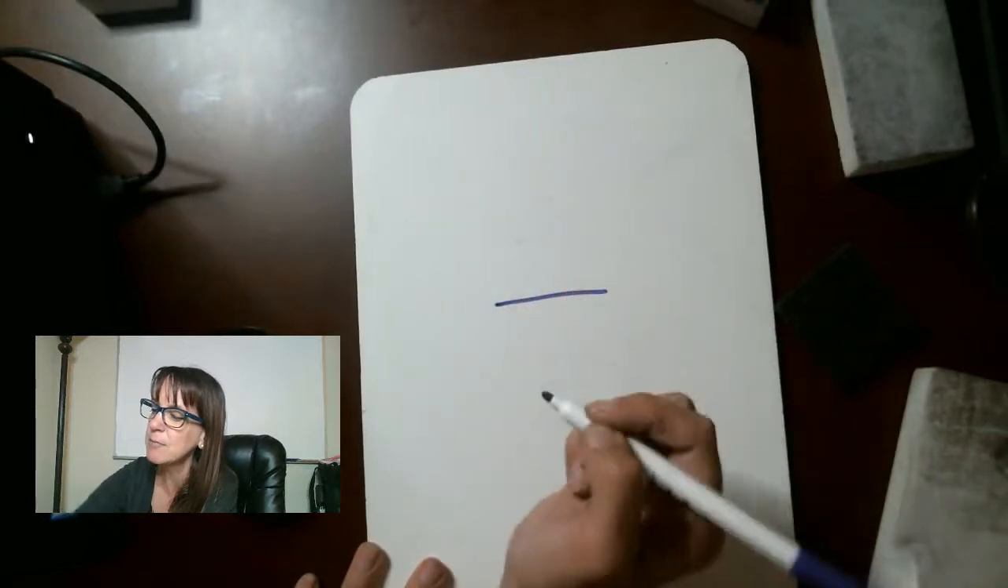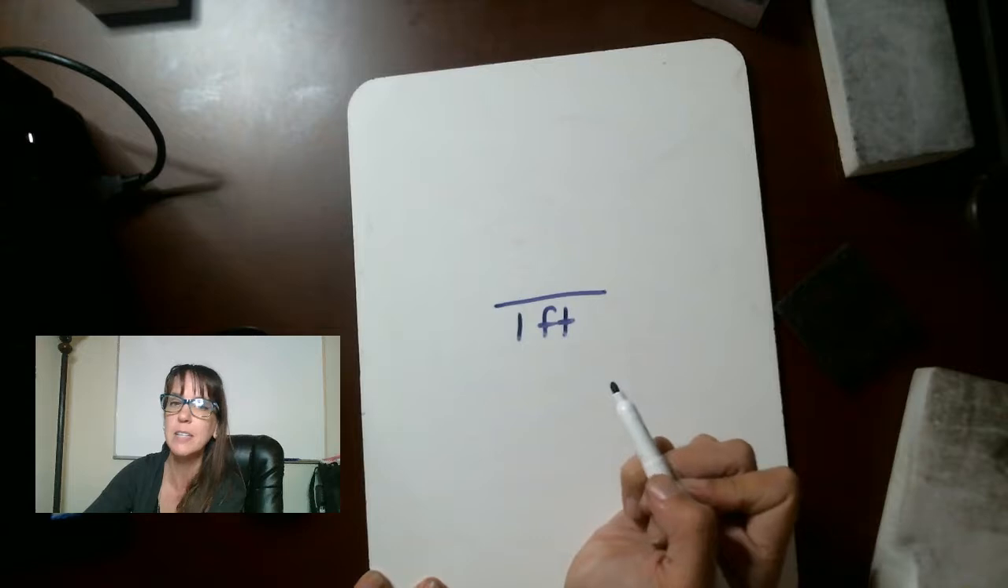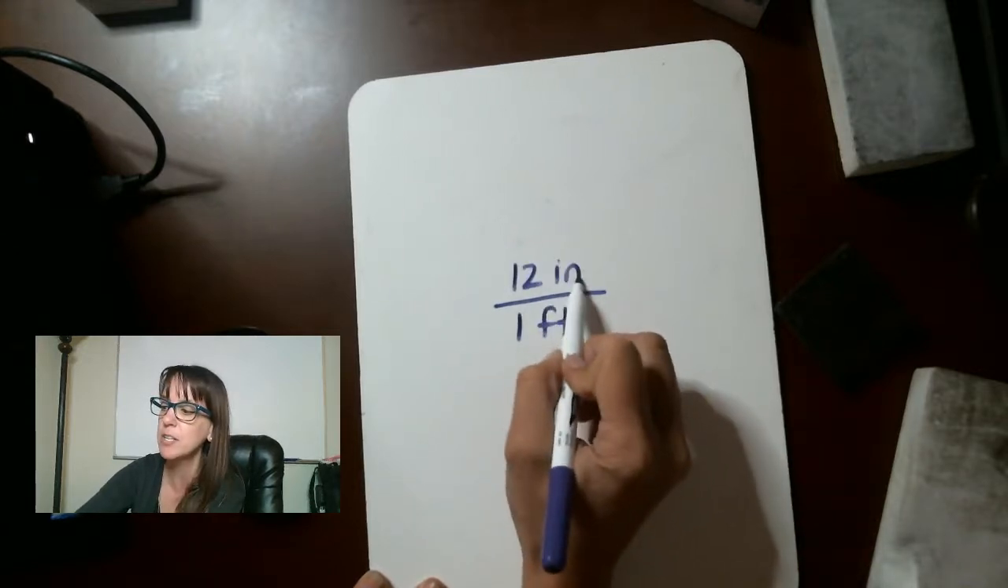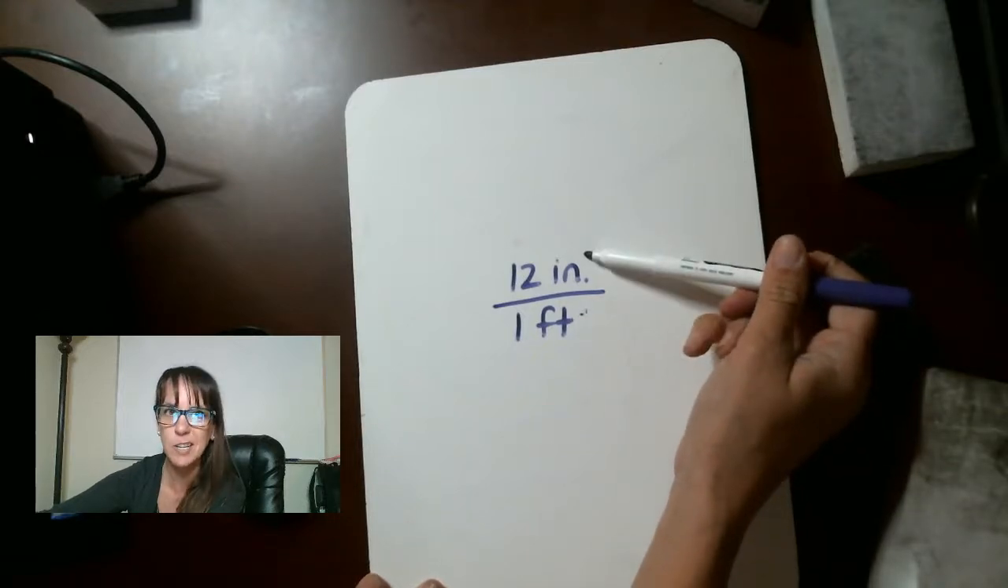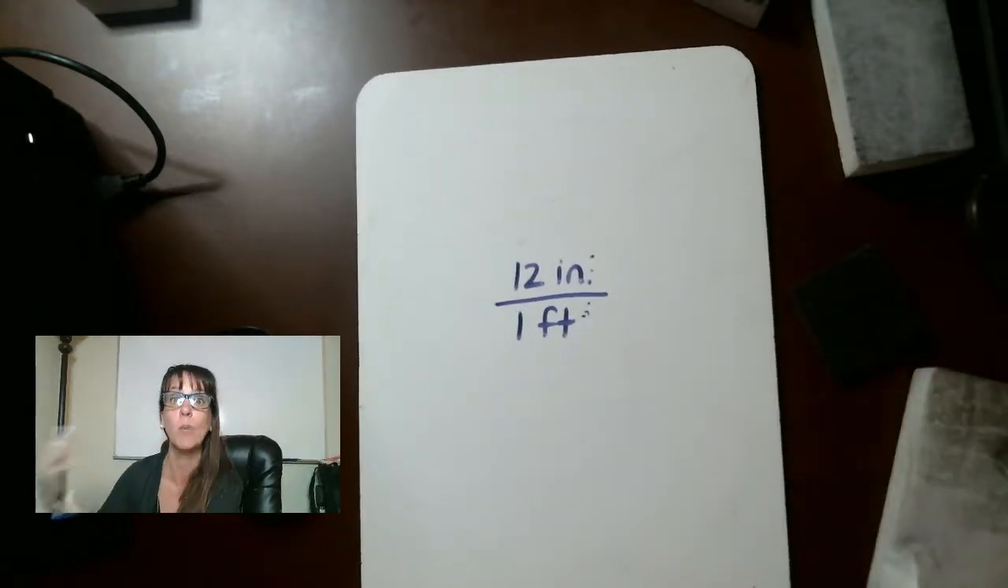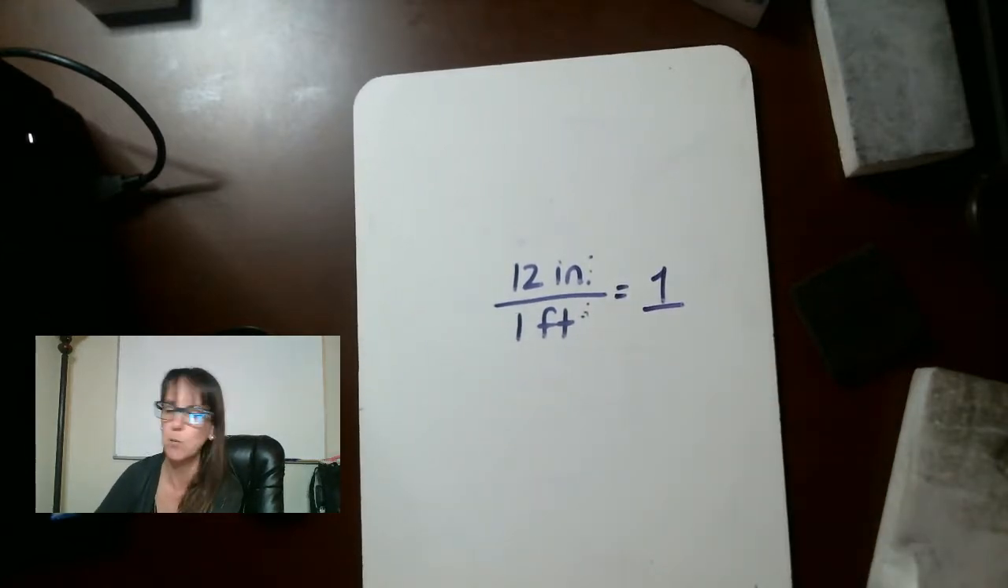For example, this first one is probably the one you're most familiar with. 1 foot is the same as 12 inches. We have 1 foot on the bottom, 12 inches on top. These are the same thing. They're equivalent. Therefore, this fraction equals 1. This is where it's going to come in handy. If you're following along at home, it's on page 20 in the book. We're going to talk about example 4.5. It says, use 1 unit multiplier to convert 32 feet to inches.